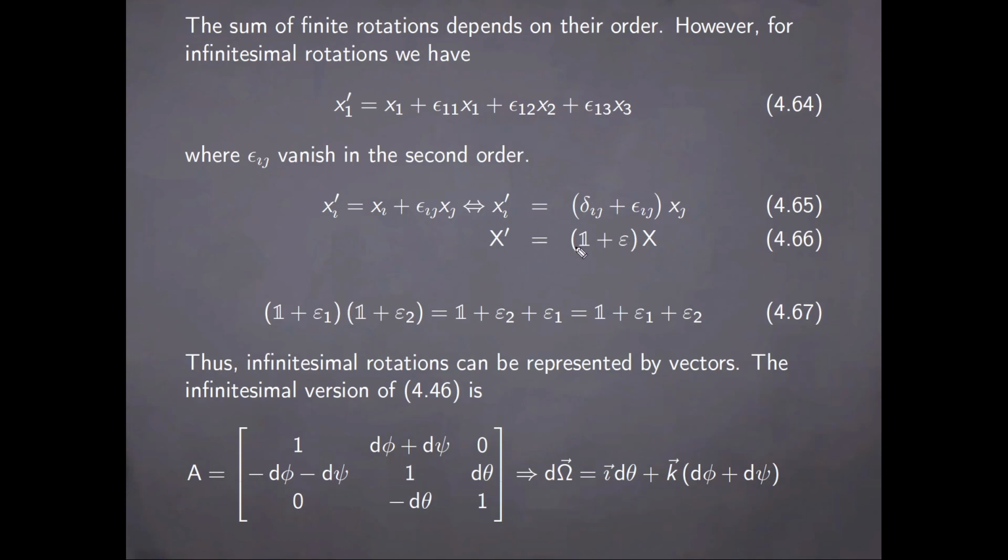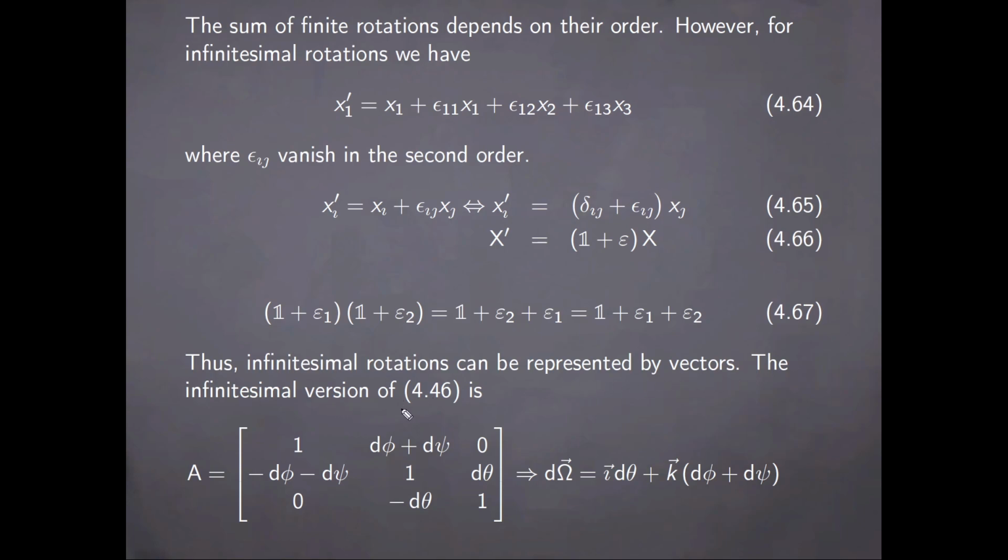And we see that if we were to apply two such transformations in succession, then if we carry the matrix multiplications out and keep in mind that these coefficients vanish in second order, then we see that since matrix addition is commutative, the order in which these two transformations are applied leads to the same result. So infinitesimal rotations can be represented by vectors.